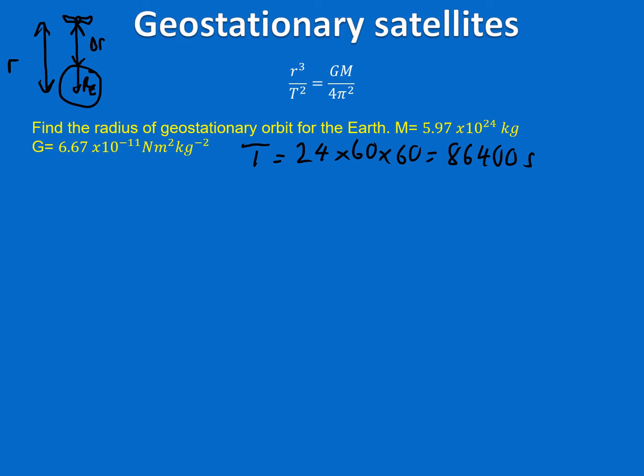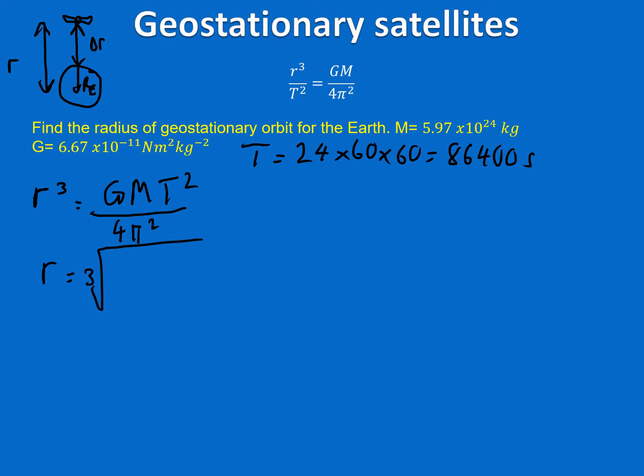We need to find r, so we need to make r the subject of this equation. First of all, we'll have r cubed on its own, which is equal to GM times T squared over 4 pi squared, because we multiply both sides by T squared over 4 pi squared. Then we need to do the cube root, because it's r cubed, to find the value for r. So cube root both sides.